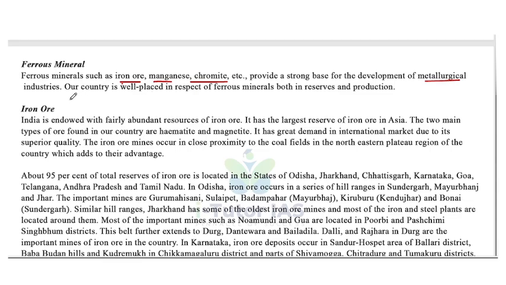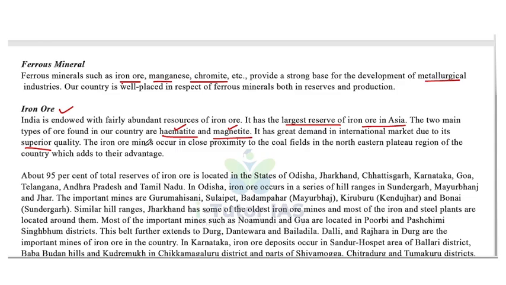First one is iron ore. India is endowed with fairly abundant resources of iron ore. It has the largest reserve of iron ore in Asia. The two main types of ore found in our country are hematite and magnetite. These are the two important iron ores found in India. It has great demand in the international market due to its superior quality.